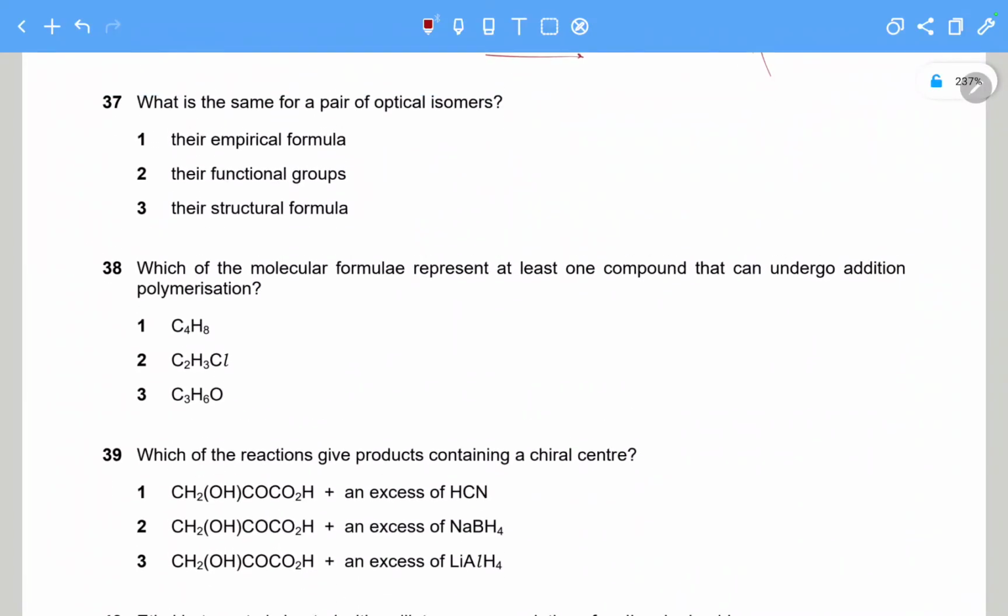Question 37. What is the same for a pair of optical isomers? Their empirical formula? Yes. Their functional groups? Yes. Their structural formula? Yes. Because optical isomers are stereoisomers, they have the same structural formula, same molecular formula, same empirical formula, only with different arrangements of atoms in space. So A is the correct answer for this one.